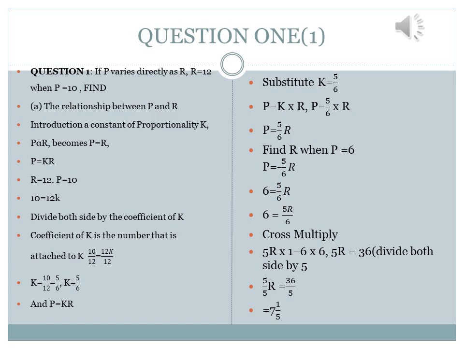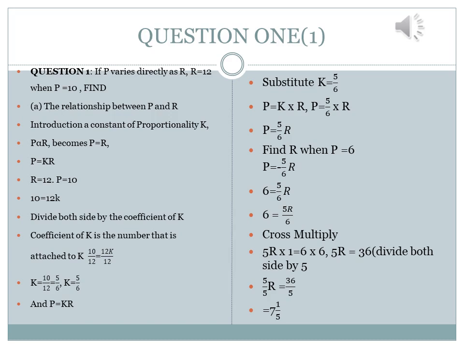We cannot leave 10 over 12 because there is still a number that can divide 10 and can also divide 12. So how many 2 can we get in 10? That will be 5. Then how many 2 can we get in 12? That will be 6. So 10 over 12 is equivalent to 5 over 6. Therefore, K will be equal to 5 over 6.